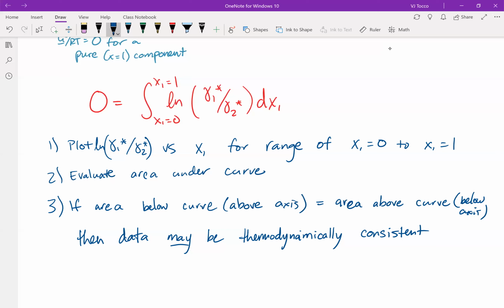Once again, just to summarize, we're using the Gibbs-Duhem equation as a constraint equation that tests whether our model or our experimental data independently are thermodynamically consistent.